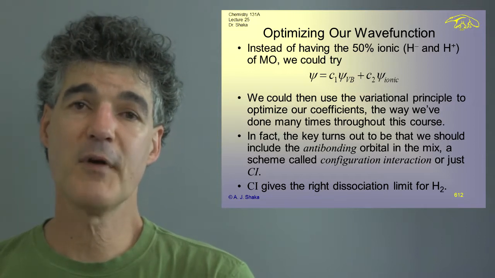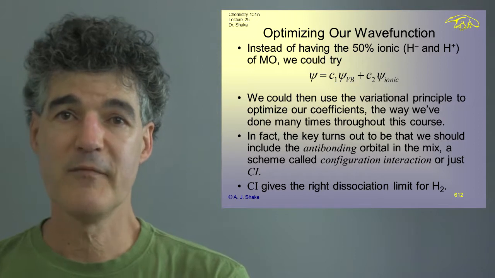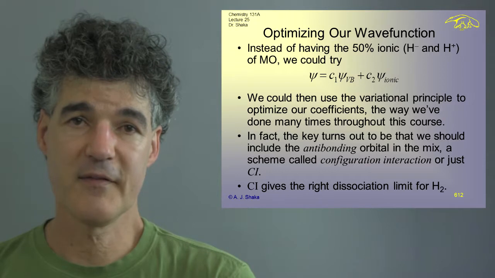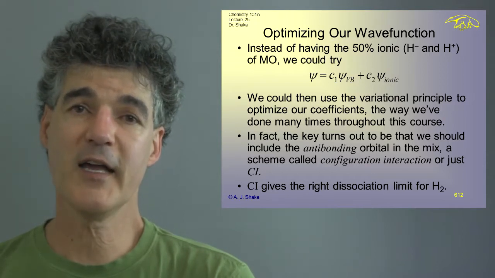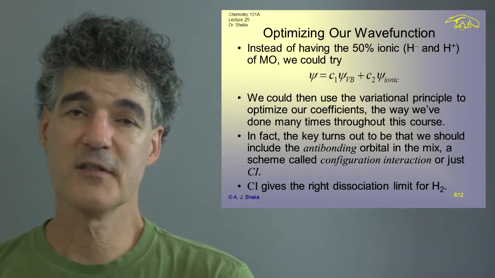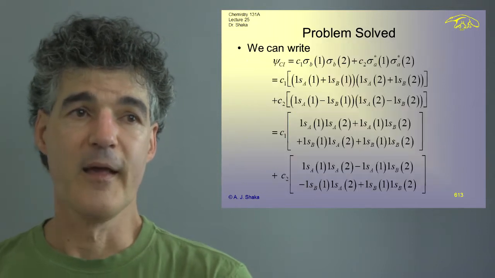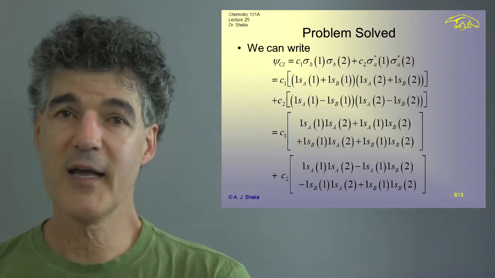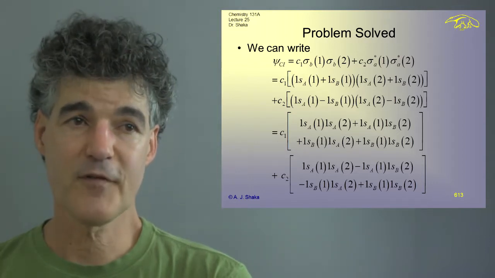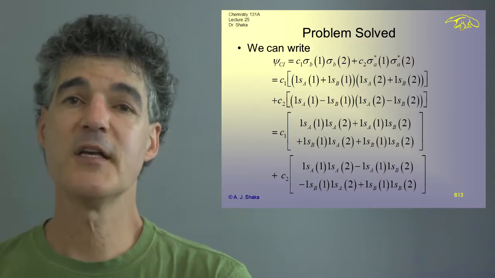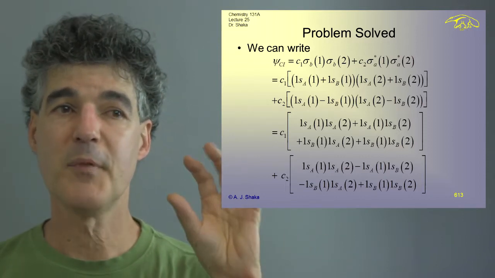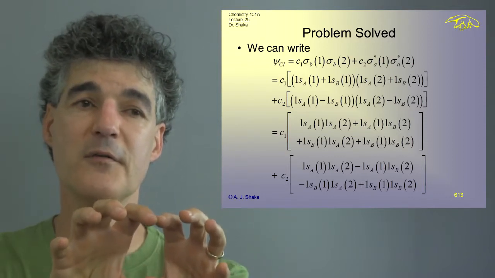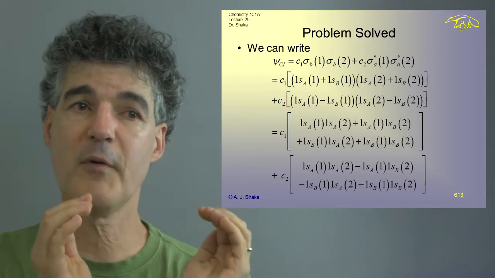That turns out to be rather similar to taking this valence bond and ionic approach, but let's just look at it in this way. If we include CI, then we can get the right dissociation limit for H2. So this solves our problem. Here's what we do. We write that psi, now I'll call it CI, for configuration interaction, is equal to some coefficient times the bonding orbital for electron 1 times the bonding orbital for electron 2. Good, that's what we had before.